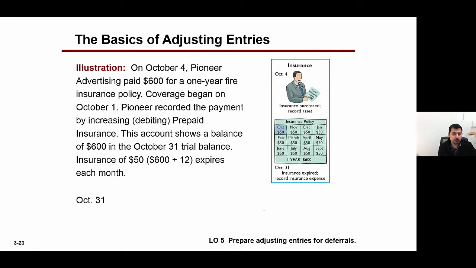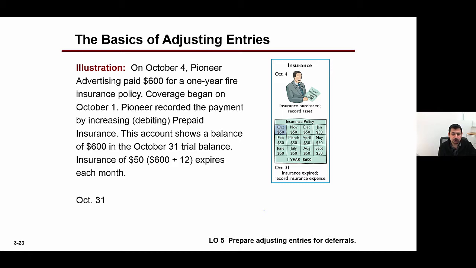On October 4th, Pioneer Advertising paid $600 for a 1-year fire insurance policy. Coverage began on October 1st. Pioneer recorded the payment by increasing, or debiting, prepaid insurance. This account shows a balance of $600 in the October 31st trial balance. The insurance of $50 expires each month. Here, this is similar to the example that we discussed before. This is where the company paid in advance a 1-year insurance policy.